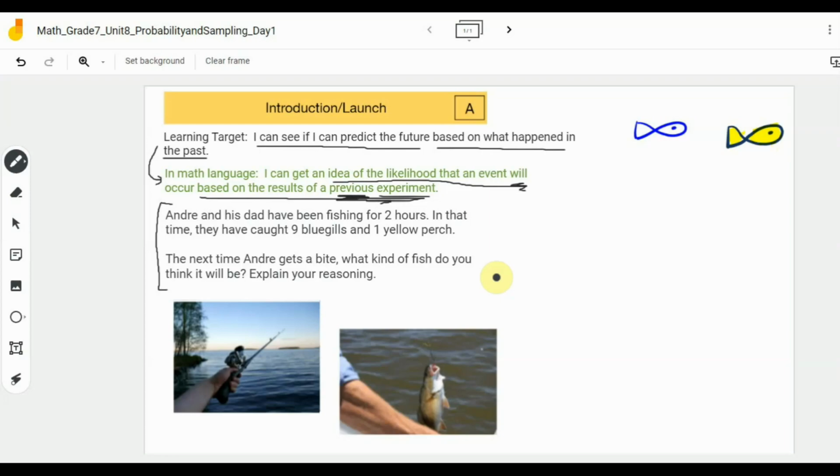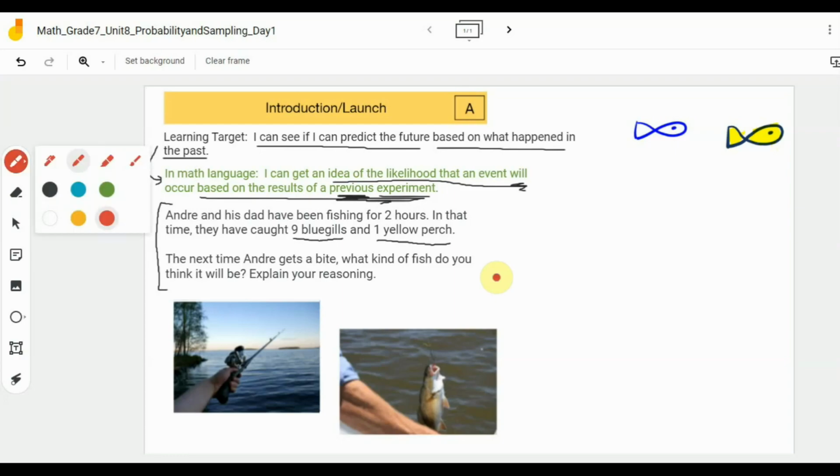Let's read first. Andre and his dad have been fishing for 2 hours. In that time, they caught 9 bluegills and 1 yellow perch. Next time Andre gets a bite, there's a fish on the line. What kind of fish do you think it will be? Explain your reasoning. Well, what do we know?